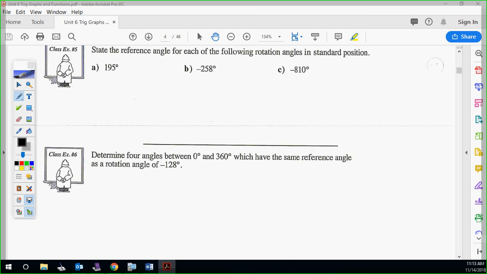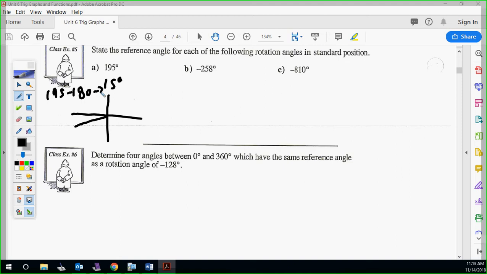So 195, 15. Right? It's 15 degrees past 180. Okay. So you can draw these though. That one's kind of quick, right? 195 is right here. I go 195 minus 180. 15. Okay.